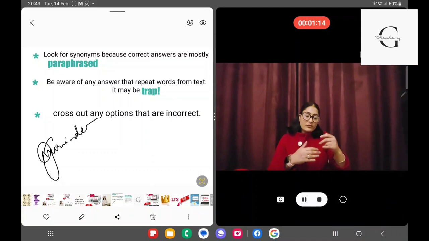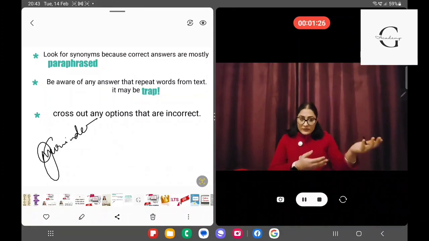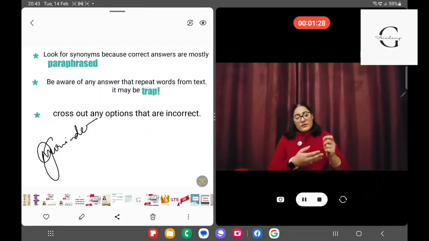If your level is not that good, you just match the keywords and put your answer. That's not a good way to do IELTS, and you are not going to get a good score if you are matching the keywords. So you need to focus on the fact that answers may be paraphrased. You need to look for paraphrasing and synonyms. You have to learn synonyms in IELTS reading.